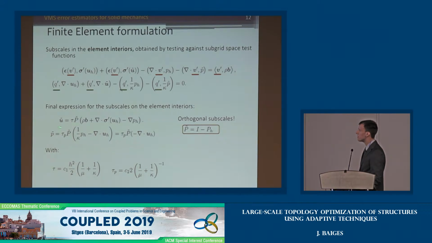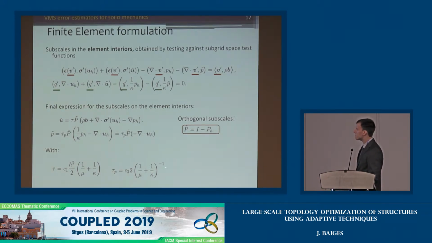We have this product of this stabilization parameter here times the projection onto the space of pressure subscales of the residual of the constitutive equation. And the important point here is that in our group, we are using a particular version of this projection operator, which is the orthogonal projection operator. So this is a projection onto the orthogonal space, which can be computed simply by using the identity projection minus the projection onto the space of finite elements.